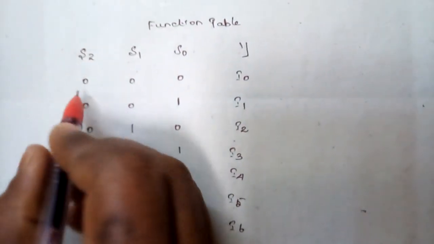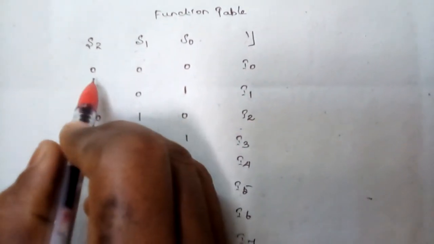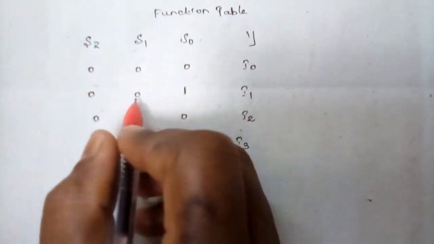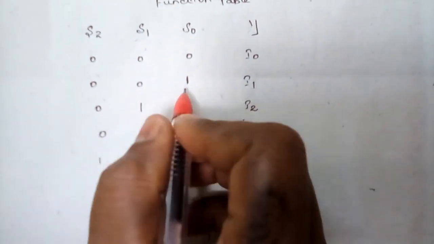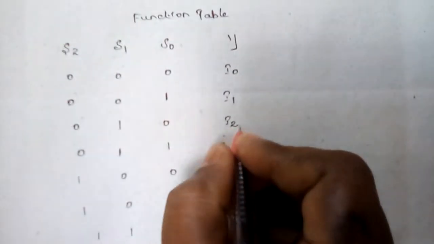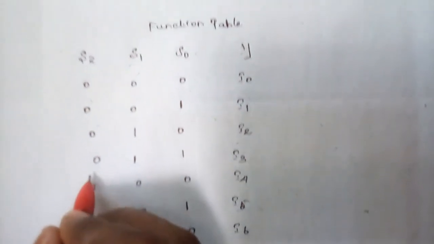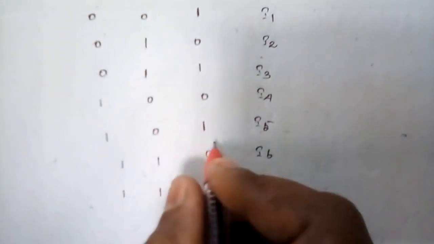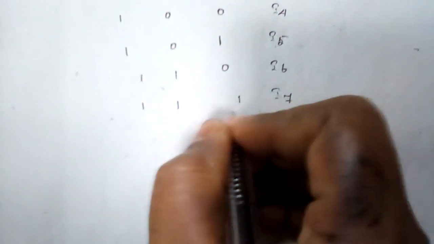In this case, if S2, S1, S0 are 0, 0, 0, Y is I0, and if they are 0, 0, 1, we have the output as I1. If it is 0, 1, 0, we have the output as I2. If it is 0, 1, 1, we have the output as I3. 1, 0, 0, we have the output as I4. 1, 0, 1 as I5. 1, 1, 0, I6. 1, 1, 1 as I7. So this is the functional diagram for the 8 to 1 MUX.